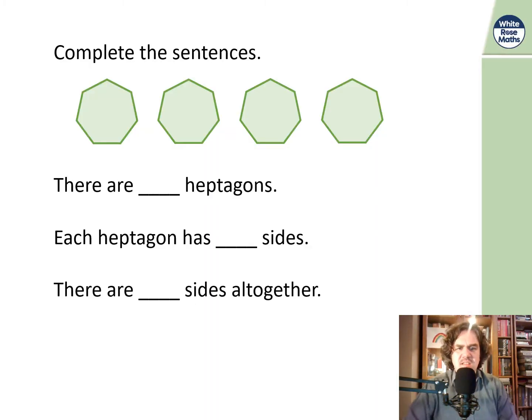Complete the sentences. There are 1, 2, 3, 4 heptagons. Each heptagon has 1, 2, 3, 4, 5, 6, 7 sides. So that means there are how many sides altogether? Now, we could try rolling our 7s, couldn't we? 7, 14, 21, 28. So it must be 28 because 4 times 7 is 28.